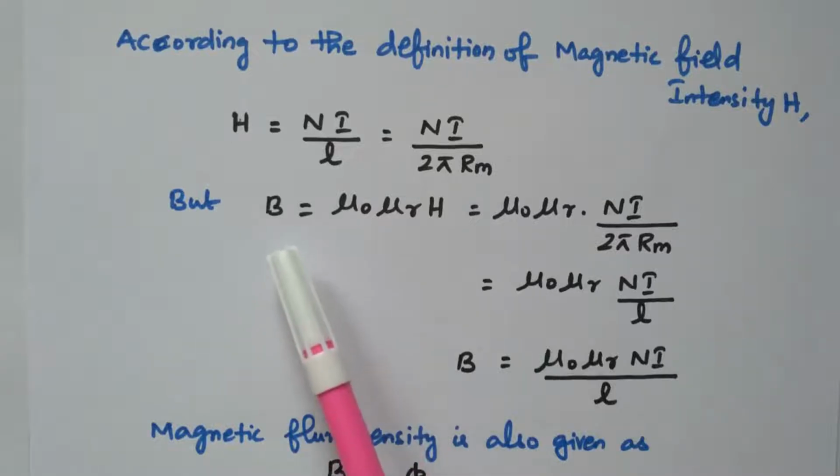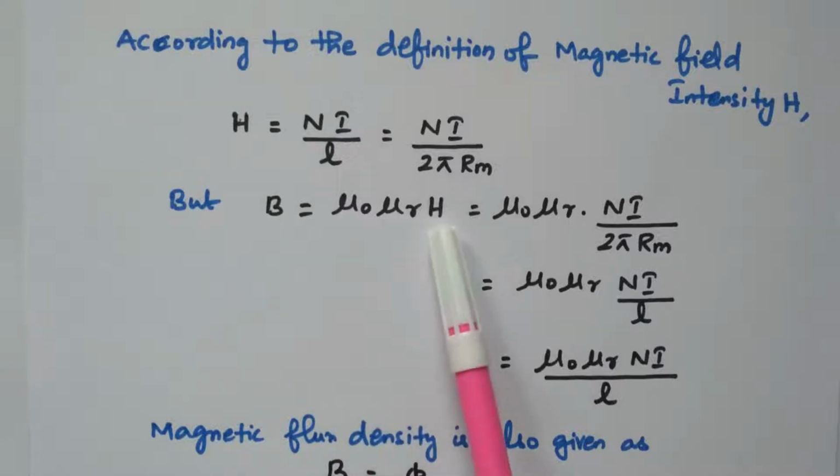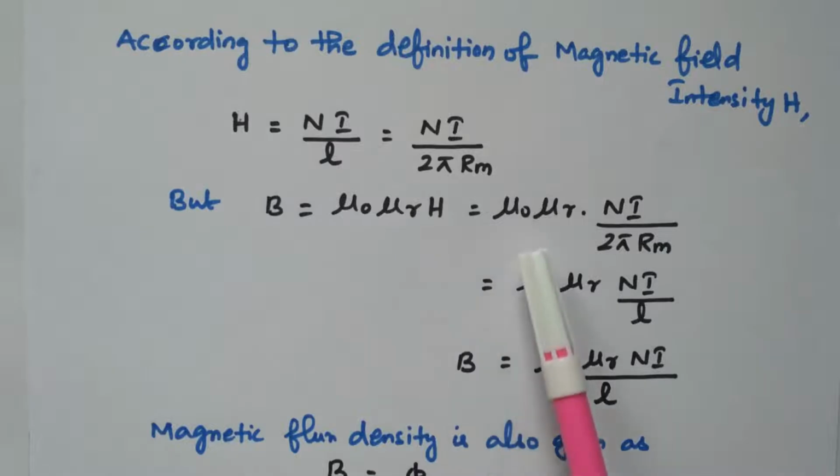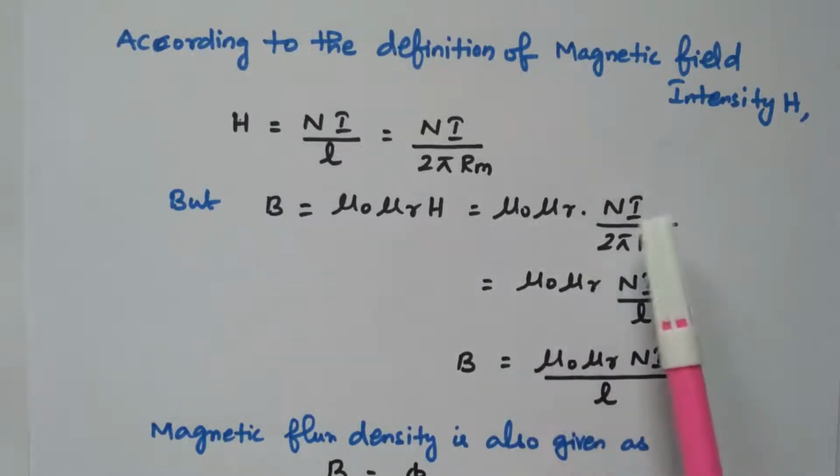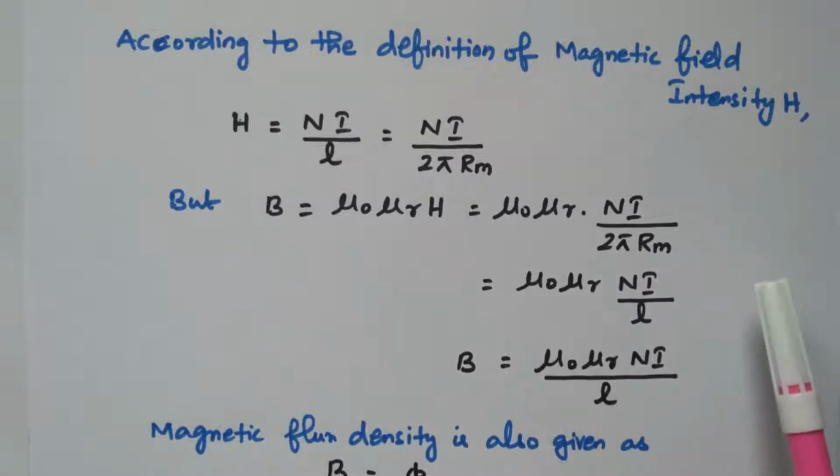From that we can find the magnetic flux density B. B equal to mu naught mu r H. The relation is B equal to mu H, that is mu naught mu r into H. Now substitute this H from the above equation. So mu naught mu r into Ni divided by 2 pi Rm. Again this 2 pi Rm is written as L. So what we got, B equal to mu naught mu r Ni divided by L. Magnetic flux density is nothing but mu naught mu r Ni divided by L. These are all very basic formulas, and from the basic formulas only we got this value.